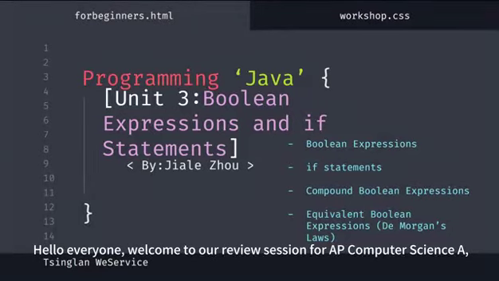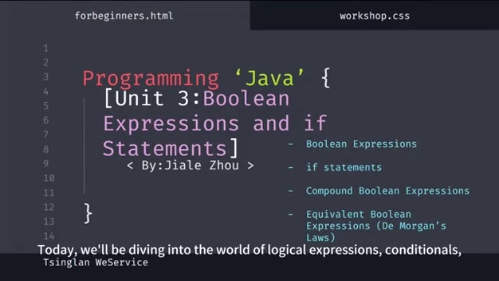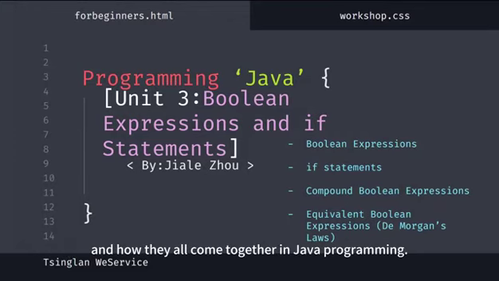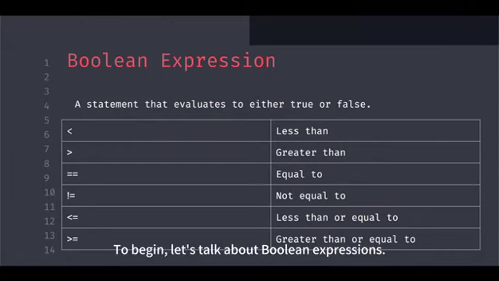Welcome to our review session for AP Computer Science A, specifically Unit 3: Boolean expressions and if statements. Today we'll be diving into the world of logical expressions, conditionals, and how they all come together in Java programming. So let's begin. First, let's talk about Boolean expressions.